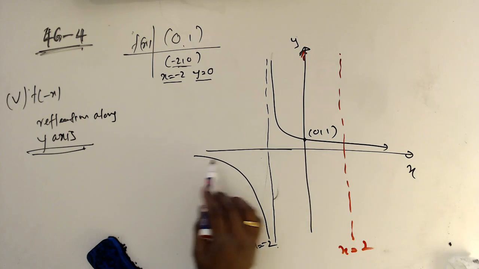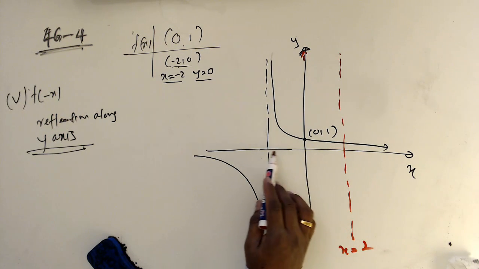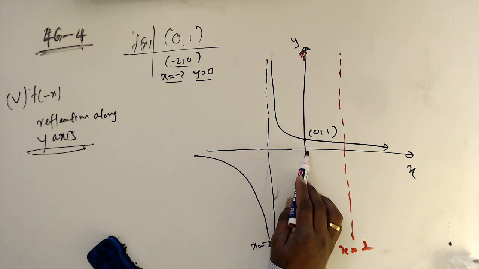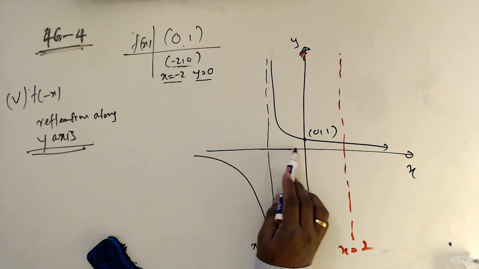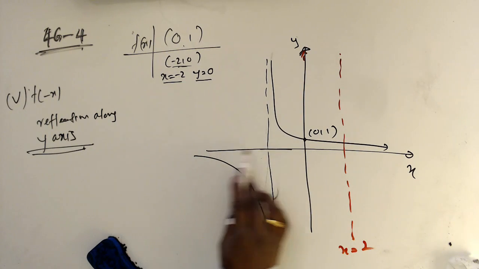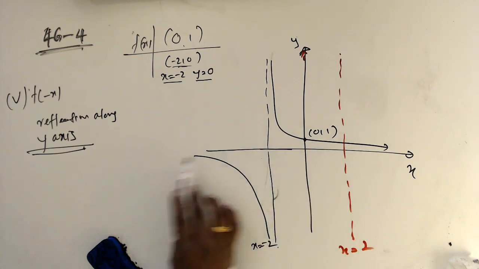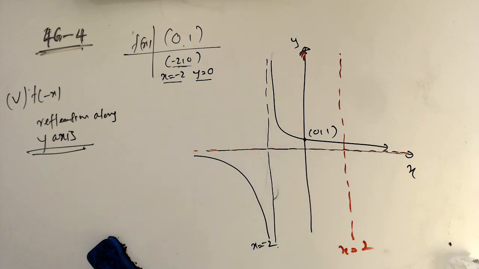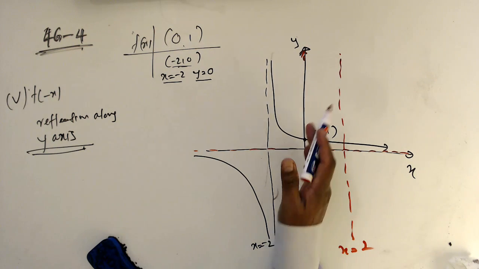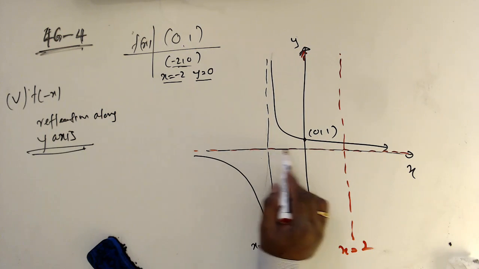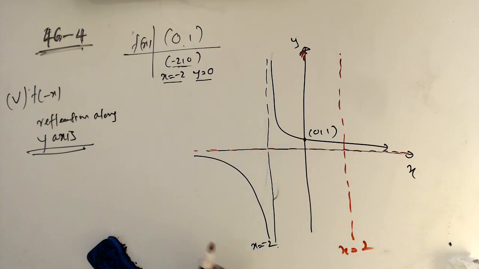Now, the y-axis asymptote. This line is going to be y equals 0, the horizontal asymptote. It's going to be the same, so it is not going to change, because the shadow of this is this one.